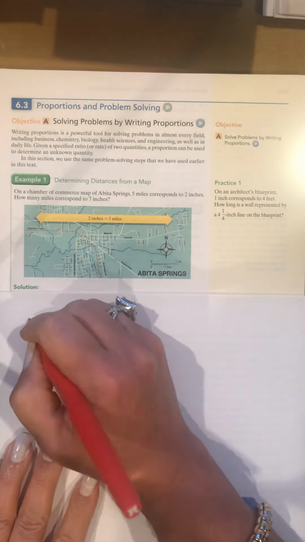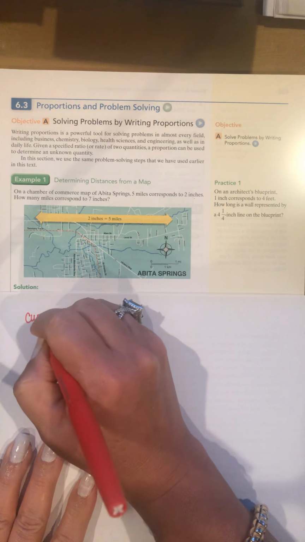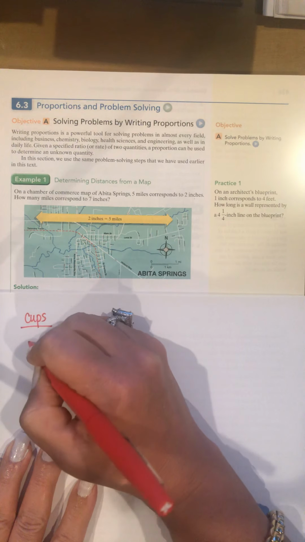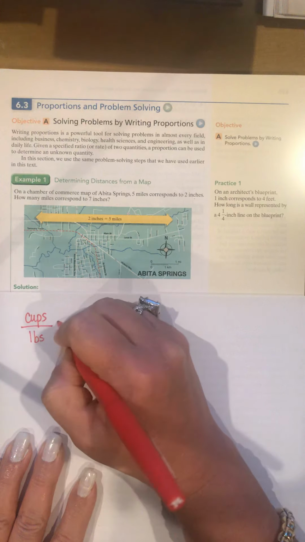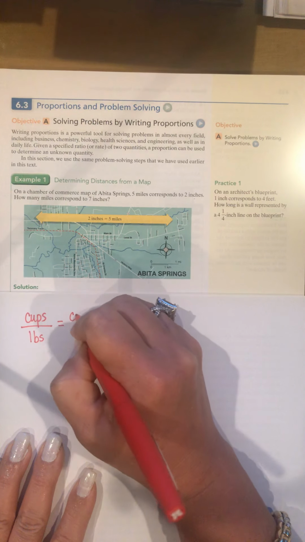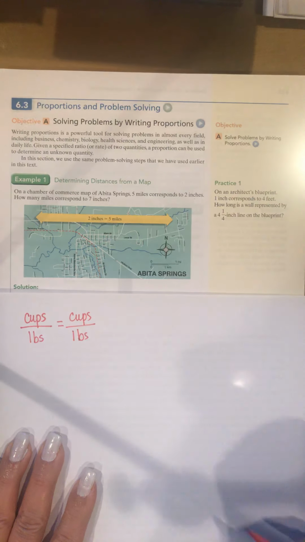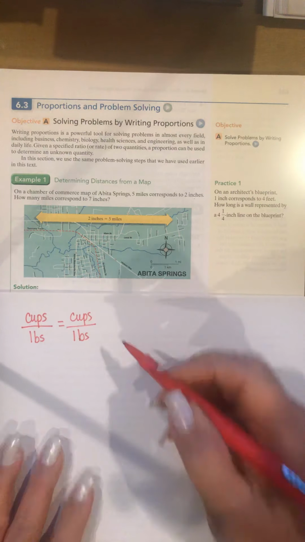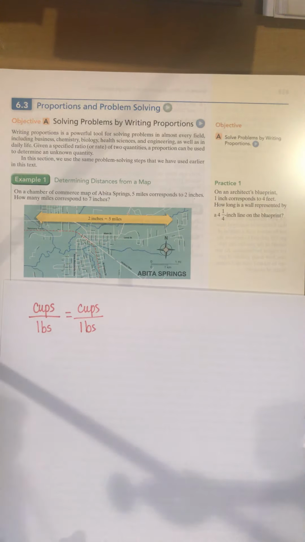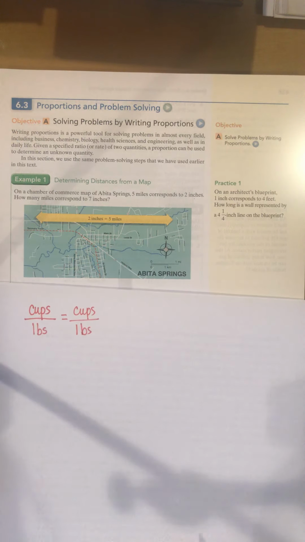So if you're comparing cups to pounds, you're going to do cups over lbs. Okay, so you want to keep your units the same. So this first example, it's dealing with a map.